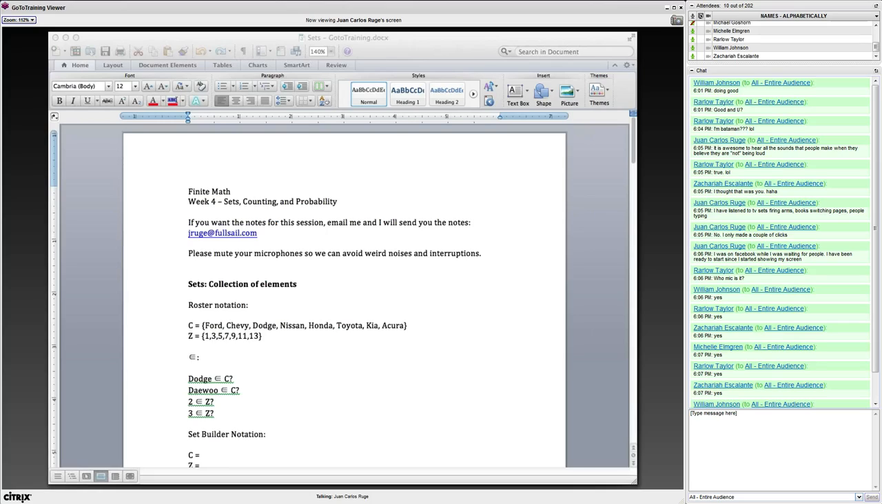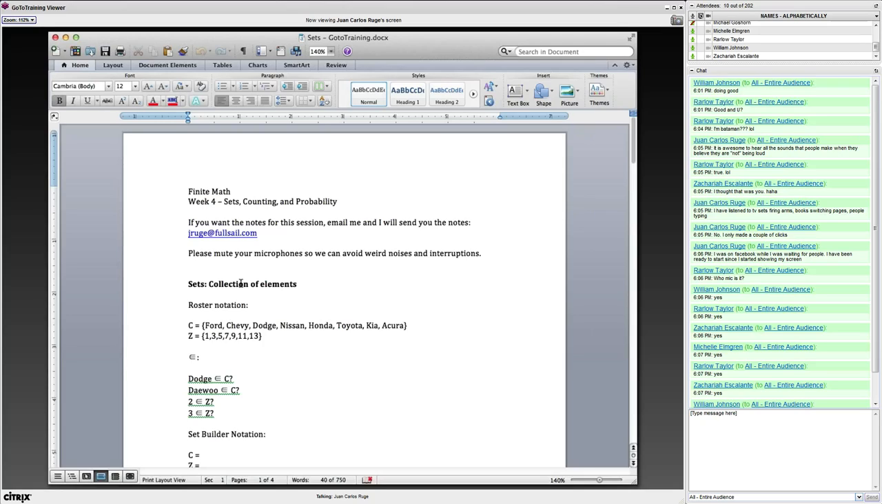Okay, guys, so sets. Sets are basically a collection of elements. Imagine a bag where you have things inside. You can have balls, you can have papers saying what things you have, or you go to the grocery store and you have all the groceries in the bag. Those are the sets. That's a collection of elements.